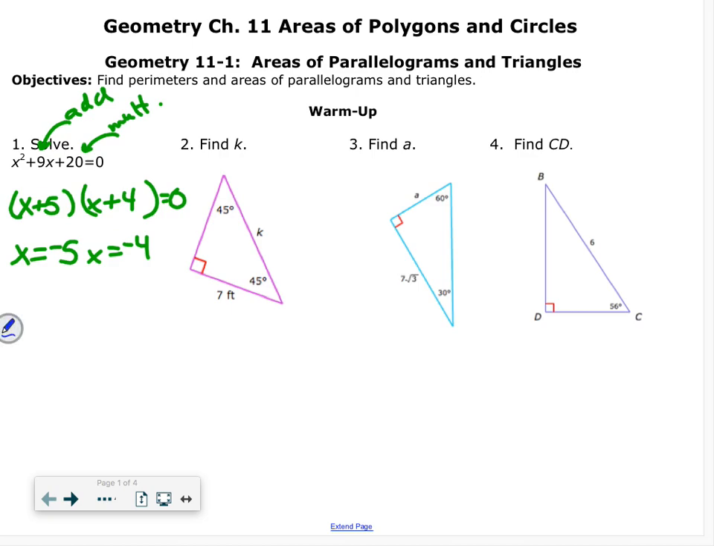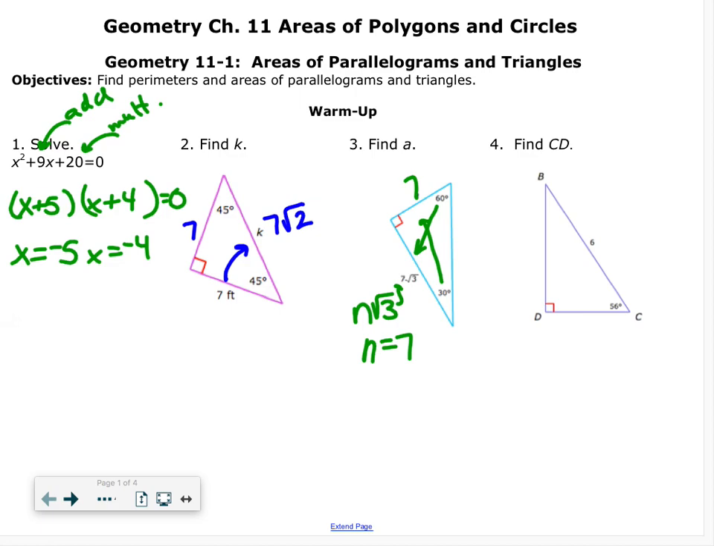The second one, 45, 45, 90 triangle. Each side is going to be 7, and then if we're going from a leg to the hypotenuse, we're going to multiply by square root of 2. Number 3, we're given the side across from 60, which is going to be the short side times square root of 3. So in this case, if our short side times square root of 3 equals 7 square root of 3, our short side is just going to be 7. So that should be the value across from the 30 degrees, or the shortest side.